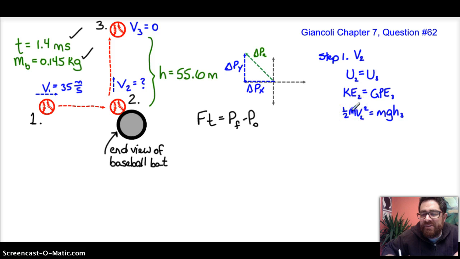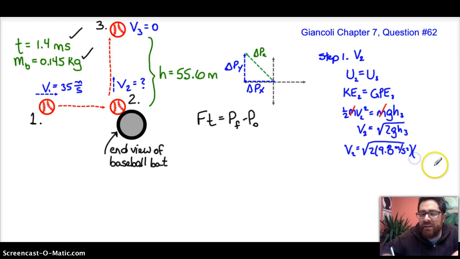I'll see that the masses cancel out here. I do have the mass of the ball, but I ultimately don't need it, at least for this part of the problem. And then I can say that v sub 2 is going to be equal to the square root of 2g h sub 3, where g is 9.8. So now I can say that v sub 2 is equal to the root of 2 times 9.8 meters per second squared times the height given to me in the problem as 55.6 meters.